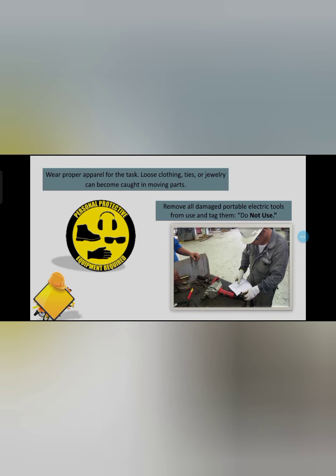So, delikado. Okay, so remove all damaged portable electric tools from use and tag them do not use. So, pag hindi na pwedeng gamitin, lagyan nyo ng defective or do not use these power tools. Okay? So, guys, so these are the general precautions of a power tool. So, remember.